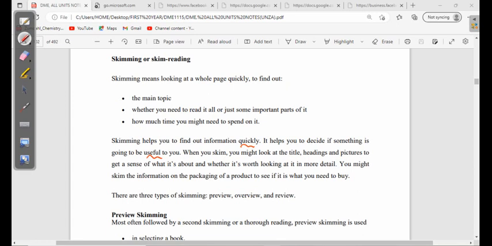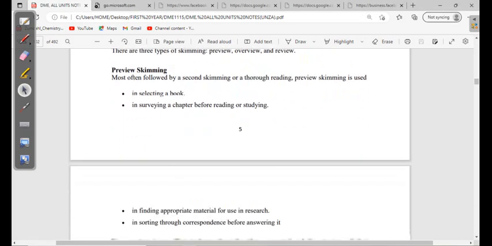And when you skim, the important things that you look at first are the title, the headings, and some pictures, to get a sense of what the topic is about or what the book is about. So you look at those things that are going to interest you, like the topic or the title, some headings, some pictures. You might also skim the information on the packaging of a product to see if it is what you need or not. That is why we skim. I'm really interested in finding out if that is what you are going to need or not.